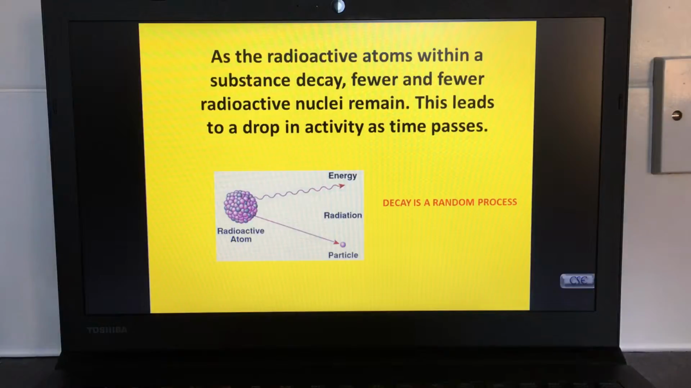An isotope, if you can't remember, are elements with the same number of protons but a different number of neutrons. So it affects their physical features. It doesn't affect their chemical properties, only their physical.